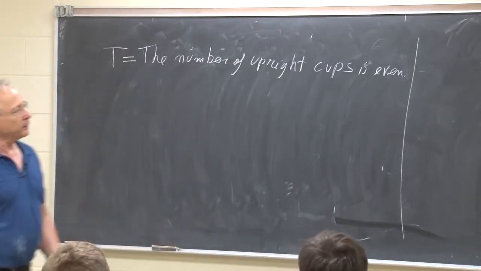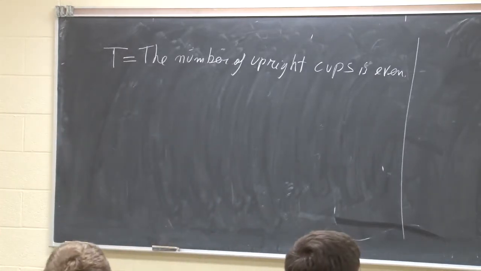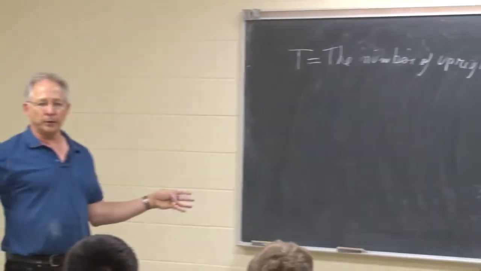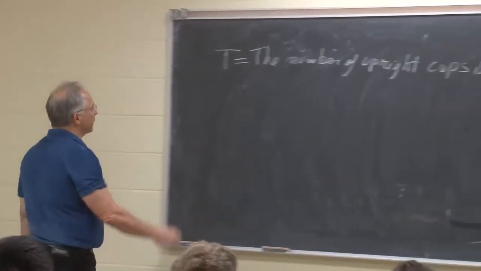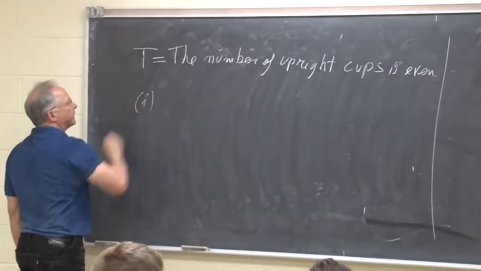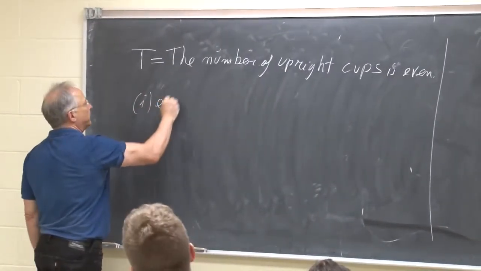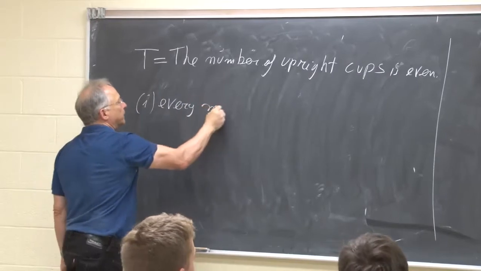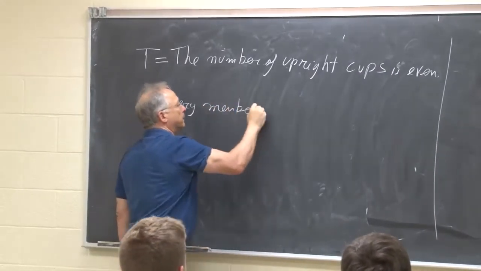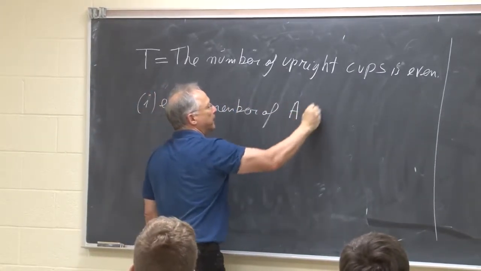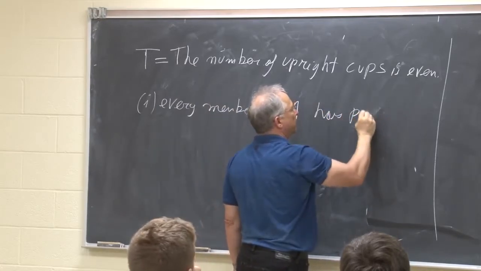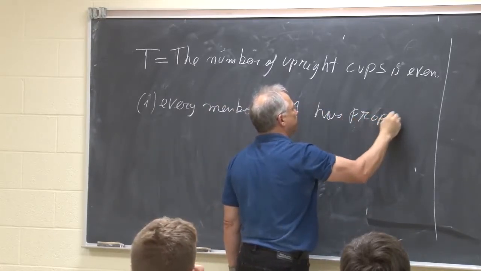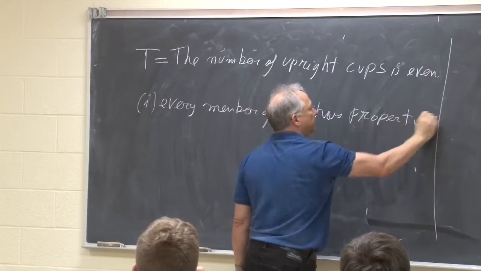So now, in order to show you that it holds for any legal configuration, I actually want to show you two things. First of all, I want to show that every member of A has property T.